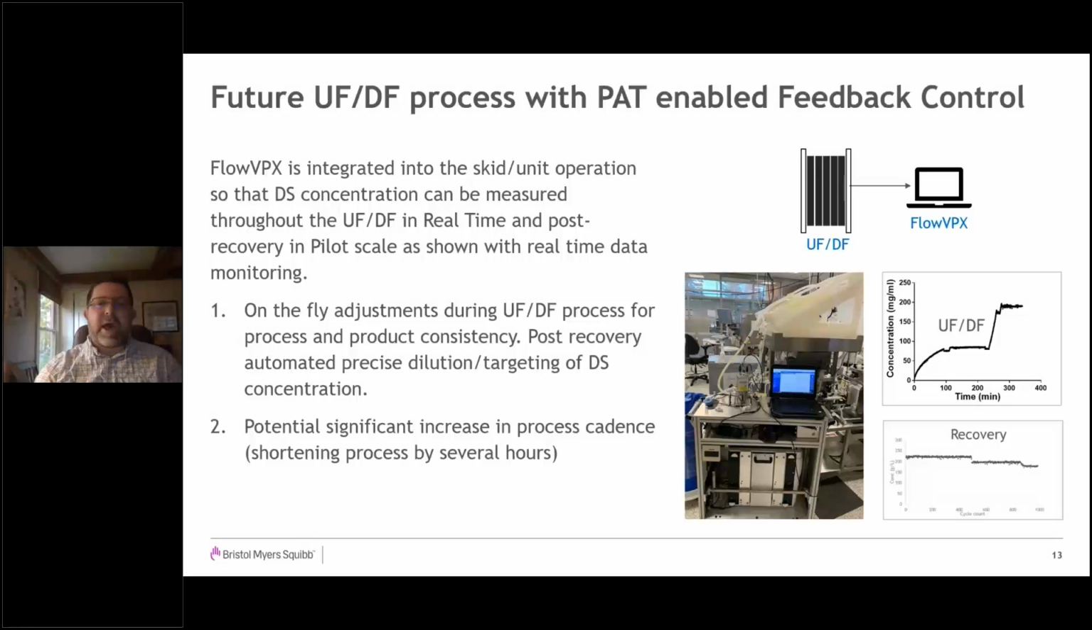Well, actually, that's what they do now in the pilot scale lab. They watch based on concentration, but they still operate the valves and everything manually. The next step would be to set that up so it would be done automated in Delta V, and that's where we're going next. And then after recovery, it could be set up to be done in an automated fashion too by Delta V. So this has a potential significant increase in the process cadence, shortening the process by several hours by eliminating all those offline measurements and having complete automation. But of course, like I said, this is a stepwise thing that biotechnology will be moving through as they move to increased automation of biologic manufacturing.